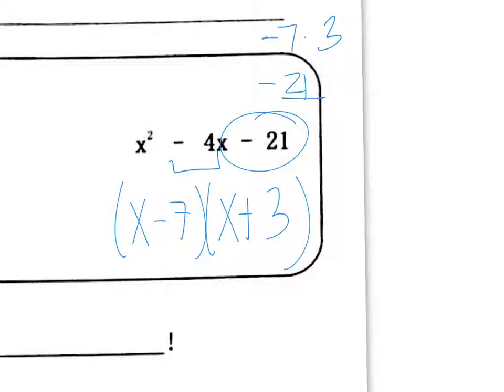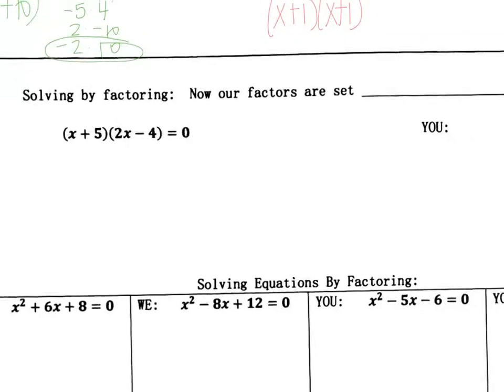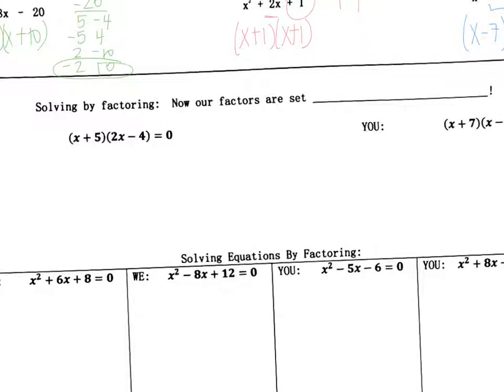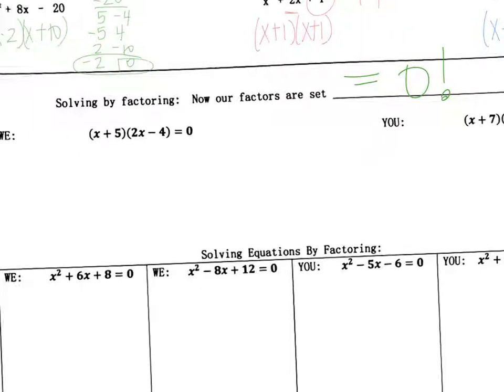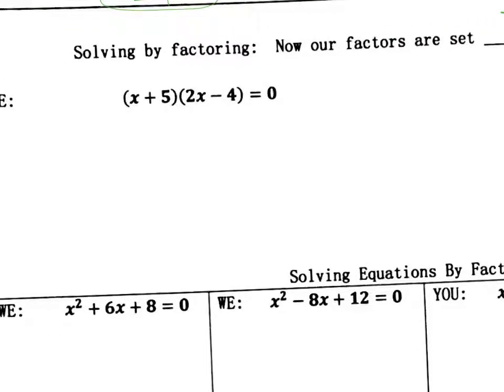All right, so now that we remember factoring, we're going to solve by factoring. If we solve by factoring, all we do is we take our factors and we set them equal to 0. Equal to 0, okay? So if you can look at this example right here, x plus 5 and 2x minus 4, it's already factored out. They equal 0. So we just set both of these things equal to 0.